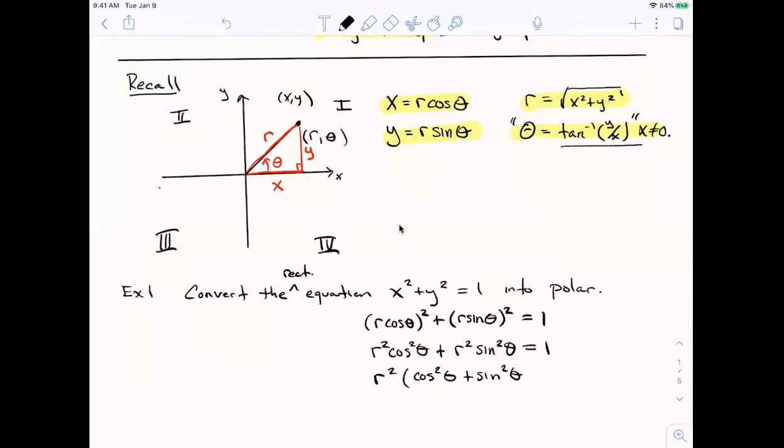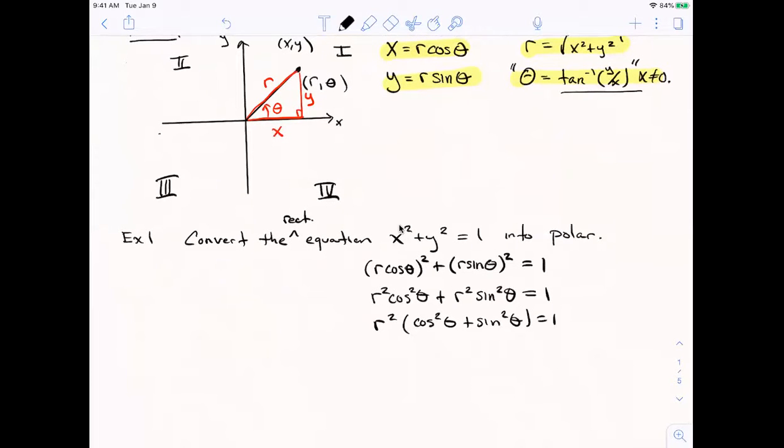My goal is to solve this equation for r. Sine squared plus cosine squared is equal to 1 for any value of theta. So my equation just becomes r squared is 1. And if I assume that r is positive, then I can say r is equal to 1. So the polar equation that describes the same curve in the plane that the rectangular equation x squared plus y squared equals 1 describes is just r equals 1.